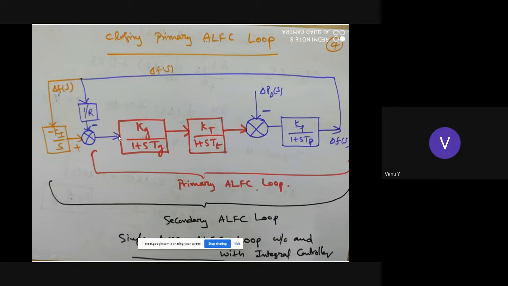primary control loop. So in the primary control loop, the feedback delta F is given to the regulation or group 1 by R, and it is fed back to your governing system Kg over 1 plus s Tg and turbine system. So turbine model, simple model of the turbine, KT over 1 plus s TT. And here this is the delta PD, the change in power demand.